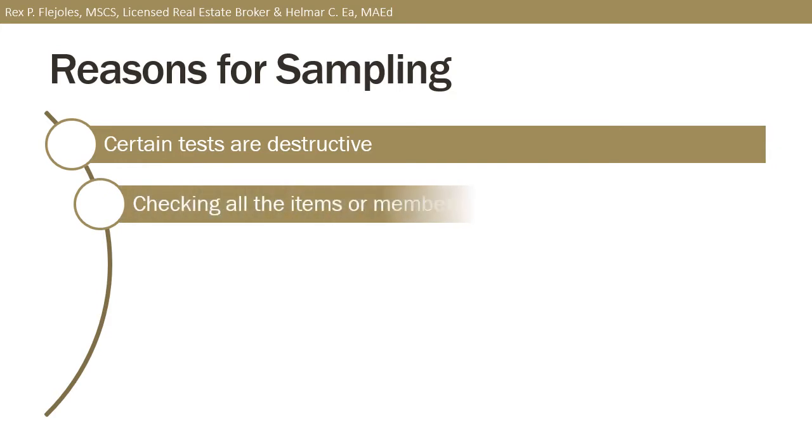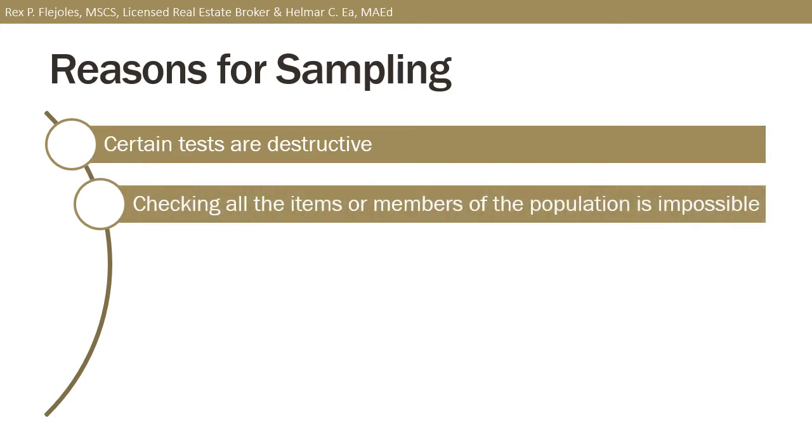Second, checking all the items or members of the population is impossible. Difficulty in gathering all members of a population may be encountered, such as determining certain parameters about animals may be troublesome. It is impossible to gather a population of birds, fish, snakes, and the like. One may not easily contain them in a certain location.